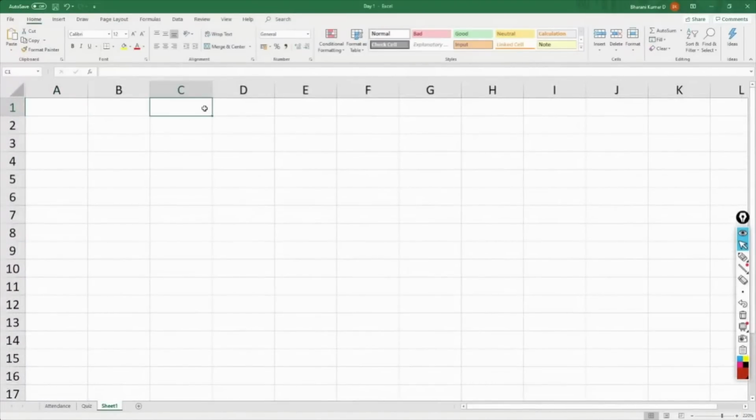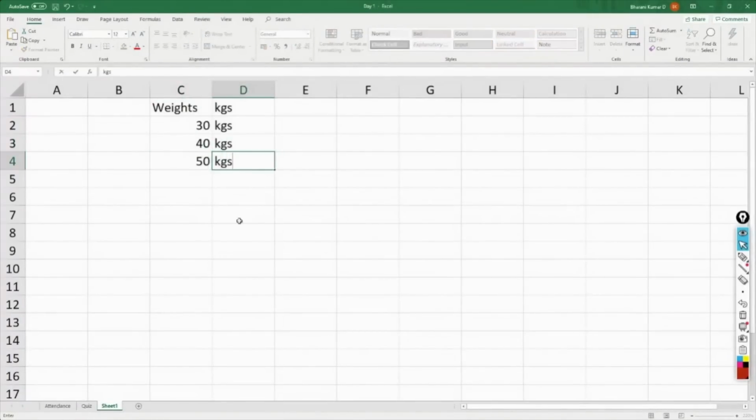Let us understand variance, standard deviation, and range. Say we have weights of people measured in kgs. First person, say, weighs 30 kgs. Second person weighs 40 kgs. And the third person weighs 50 kgs.